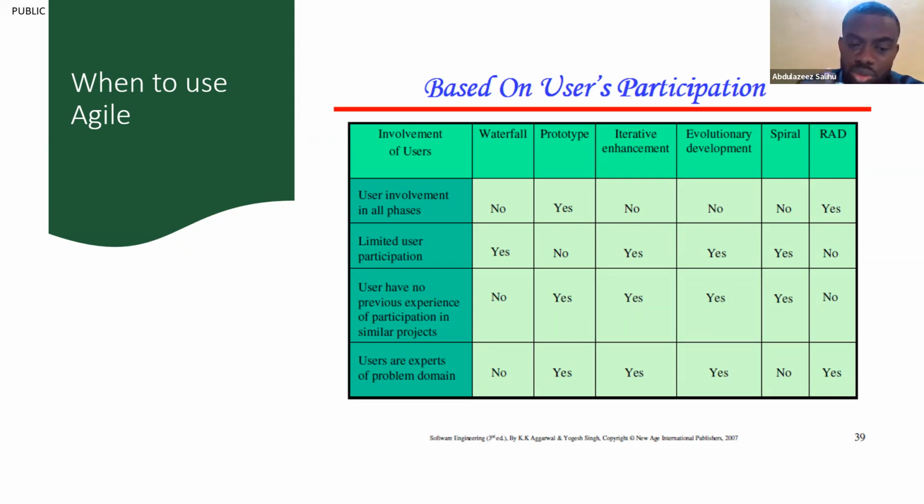Limited user participation, you already know. When the person is not available, you can't use Agile. Users have no previous experience of participation in a similar project. You can use incremental delivery for this. Users are experts of the problem domain. These are good candidates to apply some of the Agile methodology.